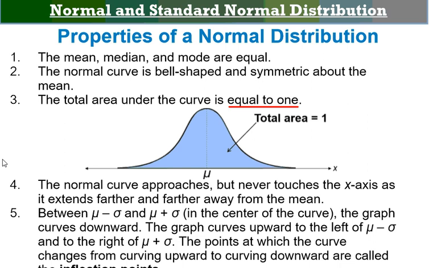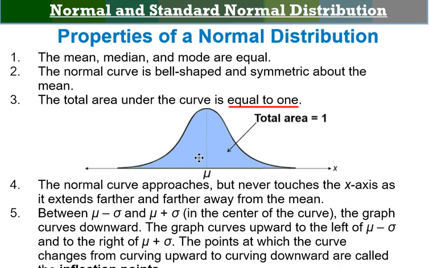Properties of the normal distribution. The first thing is that the mean, median, and mode are all equal. They're in the center of it because, as item 2 is going to say, it's bell-shaped and symmetric about the mean. So the mean, median, and mode all occur at the exact same place. That's why it's so special.